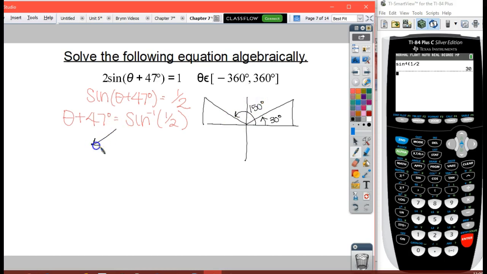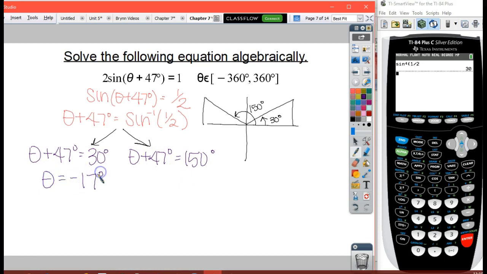And so I'm going to split this apart into 2 different equations. I know that theta plus 47 degrees could equal either the 30 degree angle or the 150 degree angle. Now from here, since we're going to add this angle to 47 to get it to equal 30, I'm going to subtract 47. Same thing over here. So theta would equal a negative 17 degrees, and theta would equal a positive 103 degrees.